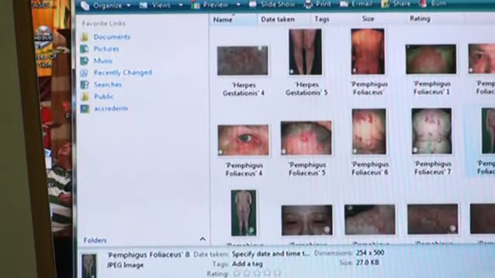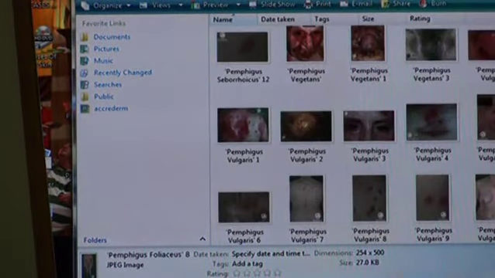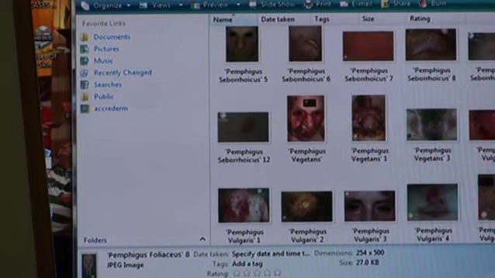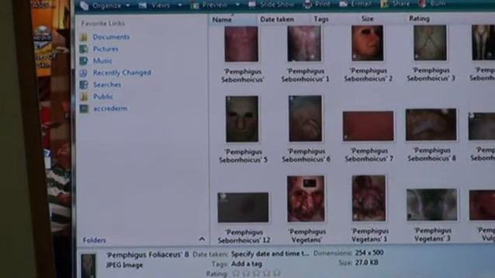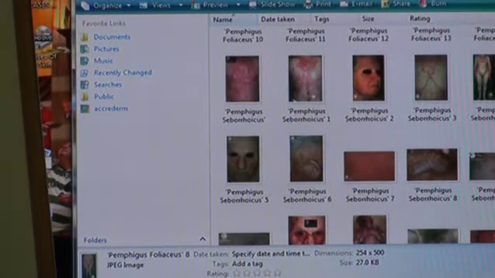Just have to make sure I have the right slides here. That was pemphigus. They called that pemphigus seborrheic, but biopsy will distinguish acantholysis from other causes.